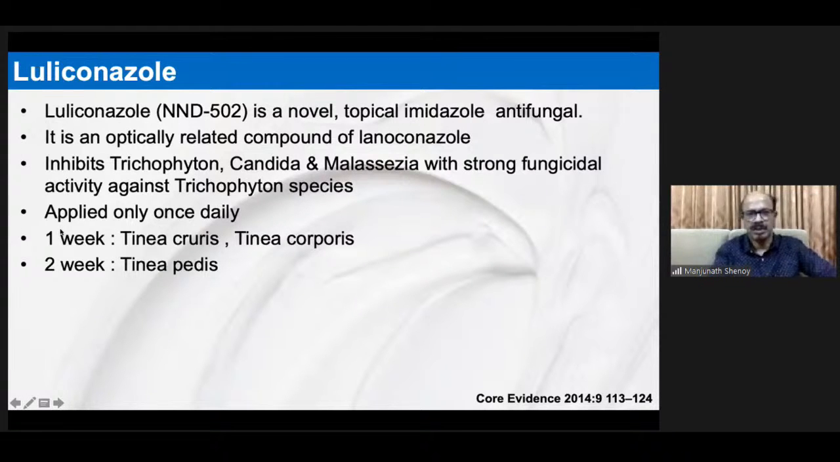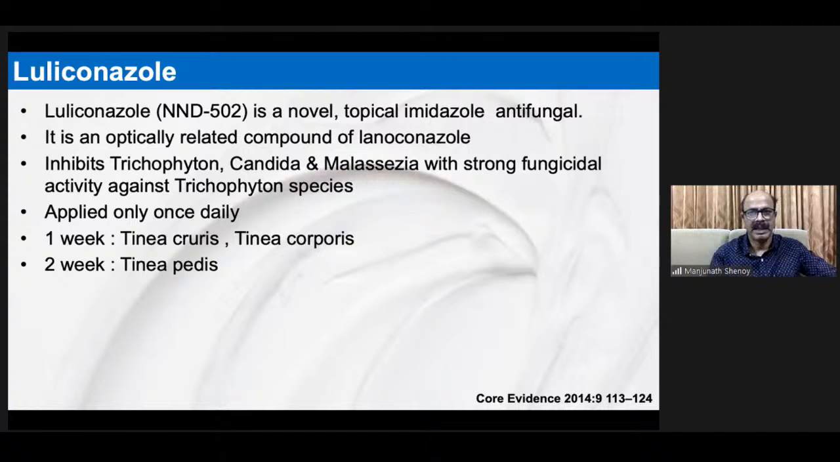Now coming to the topic of the day, that is luliconazole. What is luliconazole? Luliconazole is a novel topical imidazole antifungal. It's a relatively new antifungal. We all know this. It's available in India for the last probably about 7 to 8 years. It's basically an optically related compound to lanoconazole, which is also a very novel molecule. It inhibits almost all fungal agents, including the dermatophytes, Candida, and Malassezia, which are of importance to dermatology.